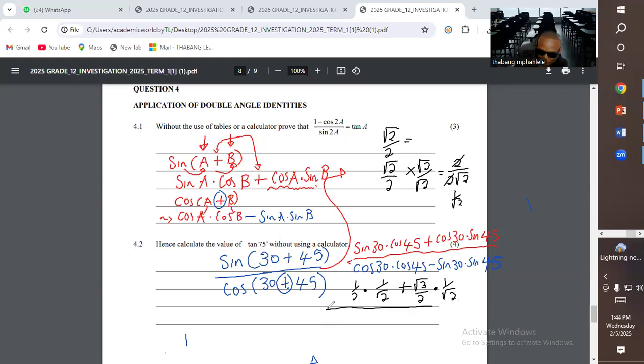All divided by cos 30, which we said is square root of 3 over 2, times, now we are on the denominator, cos 45, which is 1 over square root of 2. Square root of 2 over 2 is 1 over square root of 2, guys. Minus sine 30, you are just pressing your calculator: 1 over 2 times sine 45, which is 1 over square root of 2.